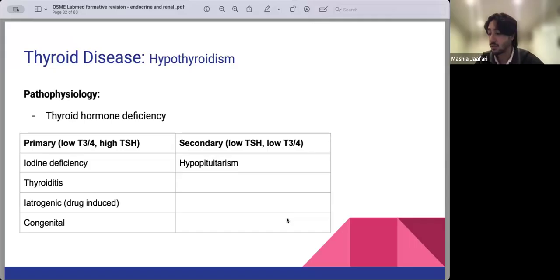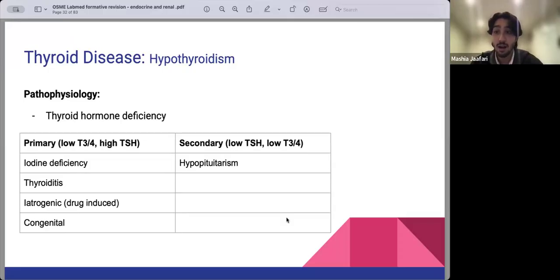It can be iatrogenic, so drug induced. Most commonly, things like amiodarone can cause hypothyroidism, or it can be congenital. So congenitally, your thyroid gland just doesn't develop. If it's secondary, it means that the thyroid is working fine, but it's not getting the signals from the pituitary gland. So again, TSH is going to tell you the answer here.